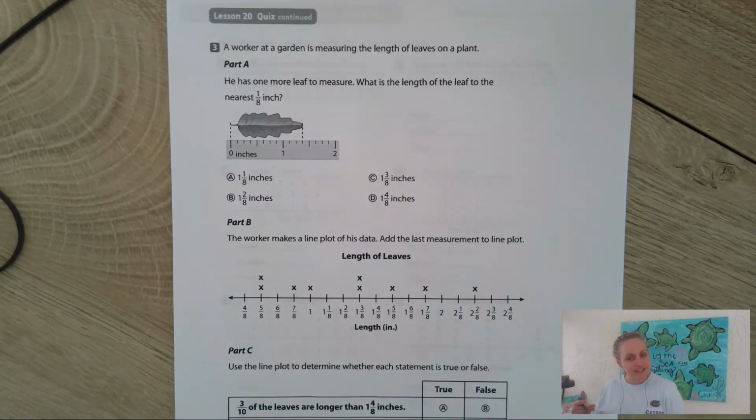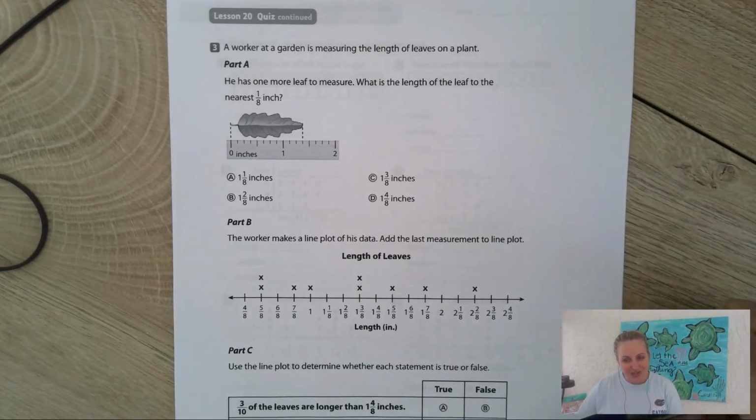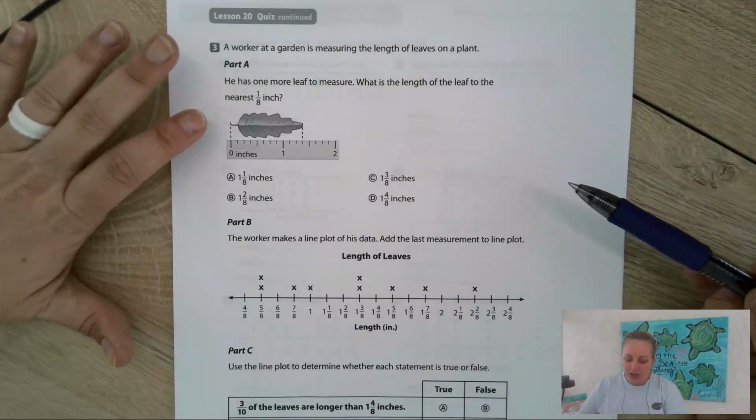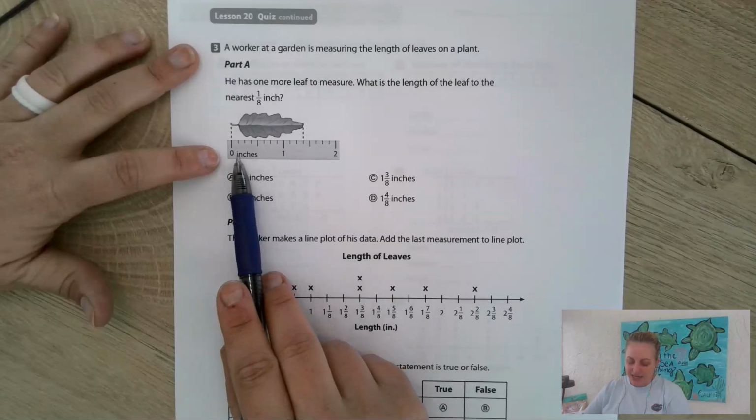Is it getting enough sunlight? Are there any pests that are getting onto the plant? All of these things can help the gardener make the garden healthier. And by doing this, they're able to answer those questions. All right, so he has one more leaf to measure. What is the length of this leaf to the nearest eighth of an inch?